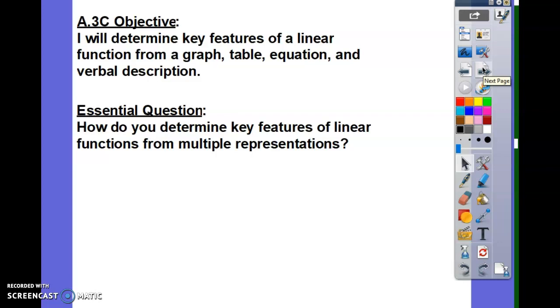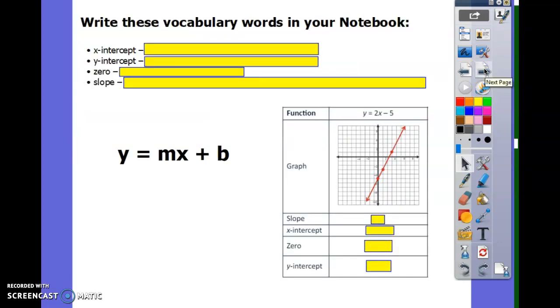The essential question for today is, how do you determine key features of linear functions from multiple representations? And what we're going to be doing is we're going to be using Desmos test mode a lot, so make sure you open it up and have it ready. Okay? So everybody should have this cut out that we're going to be doing.